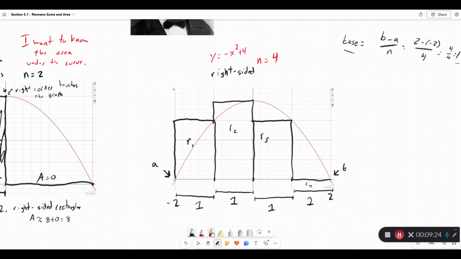Now, it's very important that you be able to justify to me that some of these rectangles are overestimates.